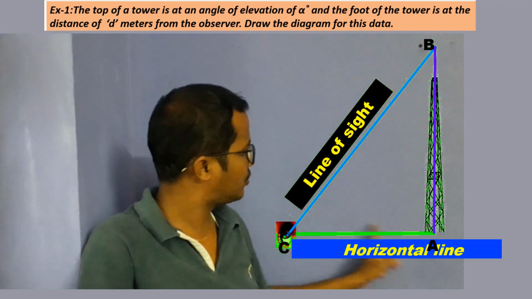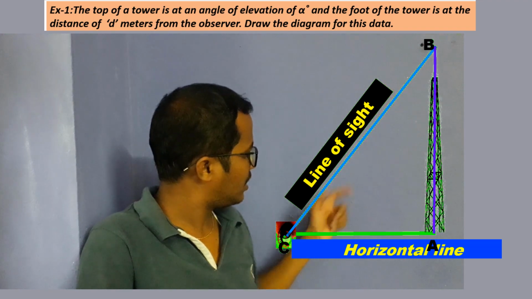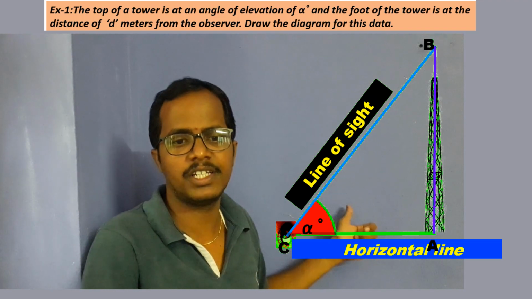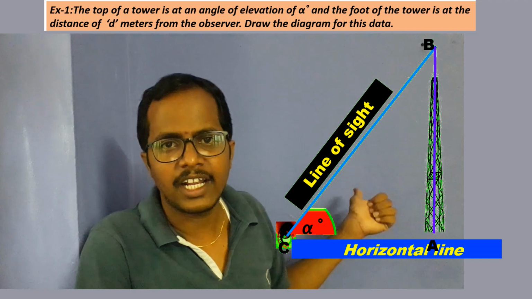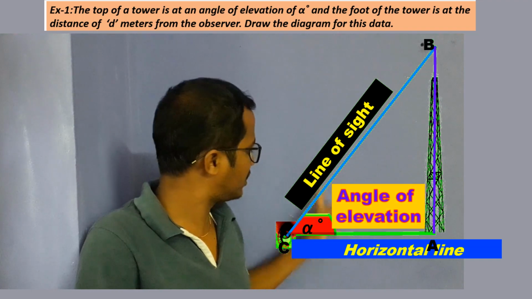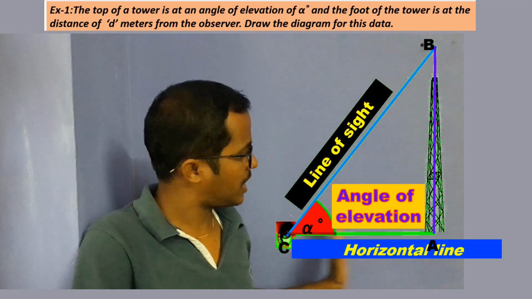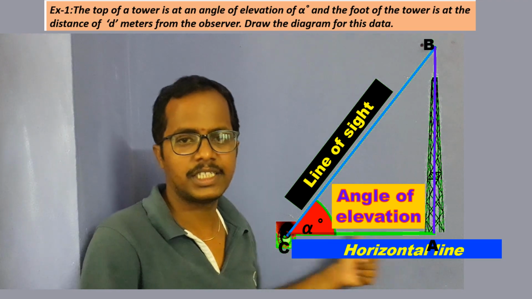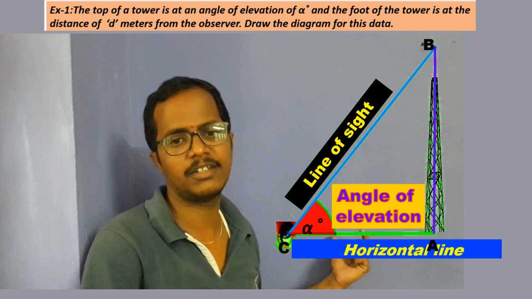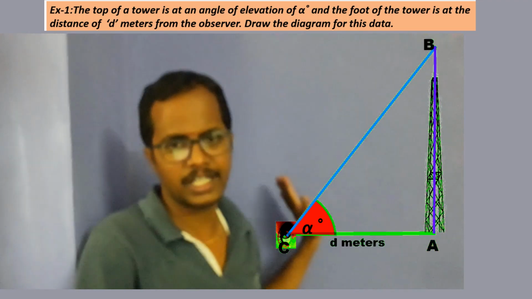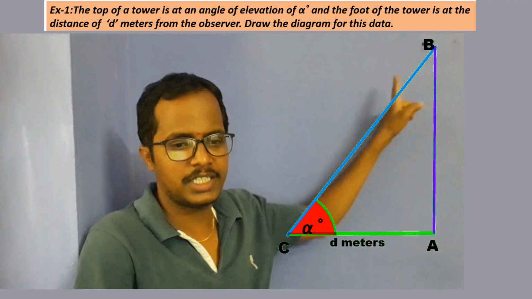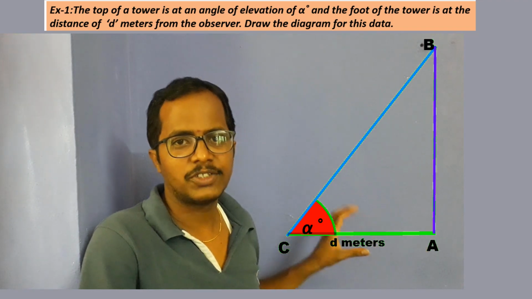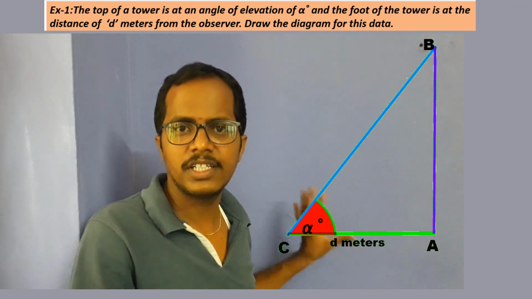Now here, between the line of sight and the horizontal line, an angle is formed. This angle is known as the angle of elevation. And in this problem, this angle of elevation is given as alpha degrees. So let us represent this angle as alpha degrees. Now the distance from the foot of the tower to the observer is given as d meters, so write d meters here. Now remove the pictures from the diagram. Now we get the right triangle ABC, where angle C is alpha degrees and the length of AC is d meters. So this is the suitable diagram for the given situation.